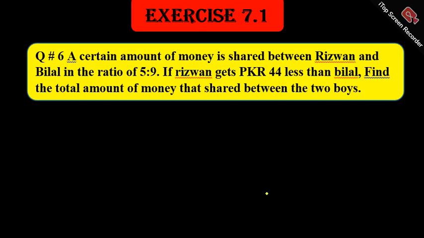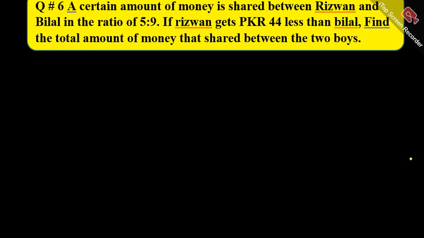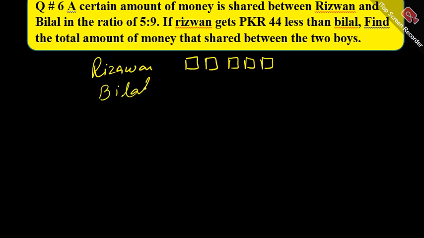Now exercise 7.1 and question number 6, right? A certain amount of money is shared between Rizwan and Bilal in the ratio 5:9. So what is the portion of Rizwan? That is 5, as the given ratio is 5:9, and Bilal's portion is 9. Okay, so we will make 9 boxes. Now you have an understanding of this one.